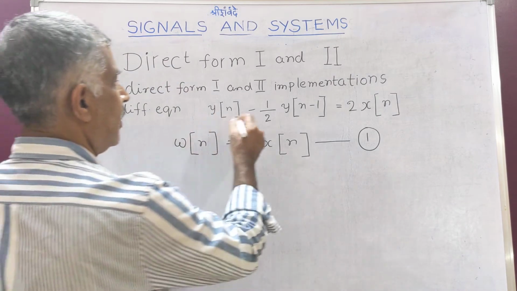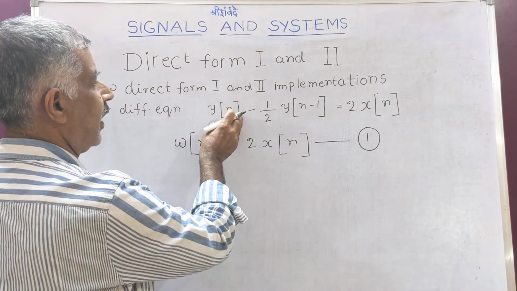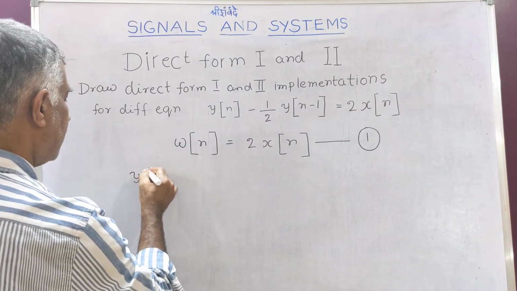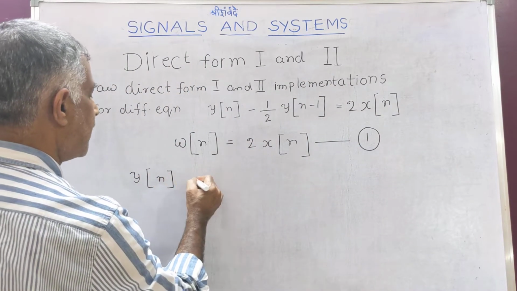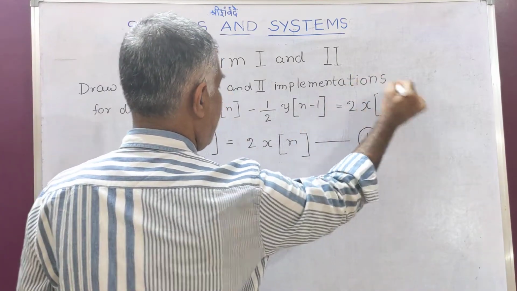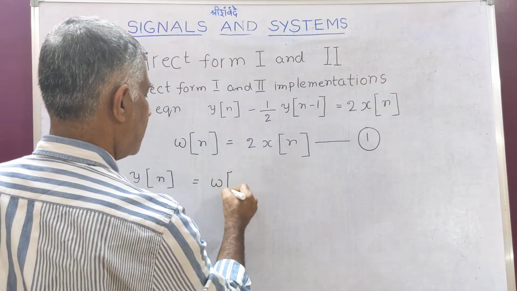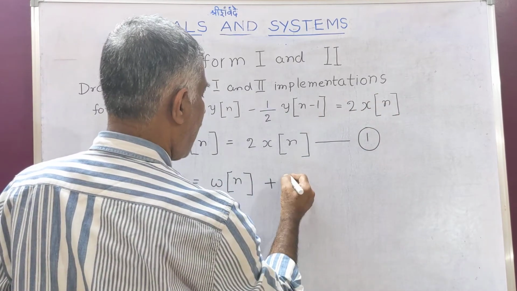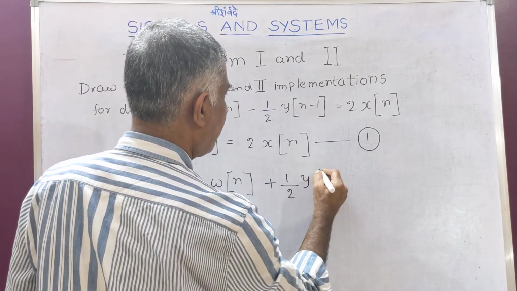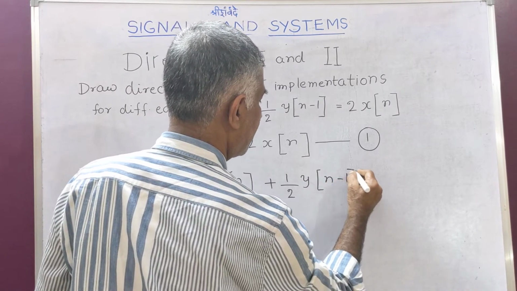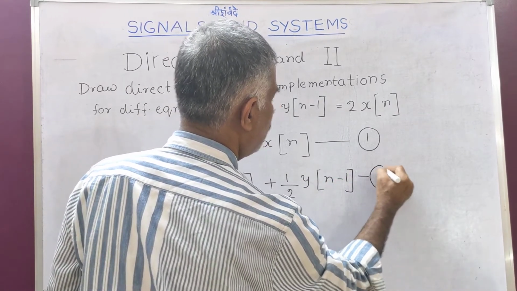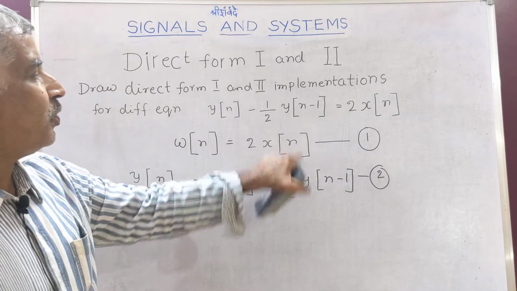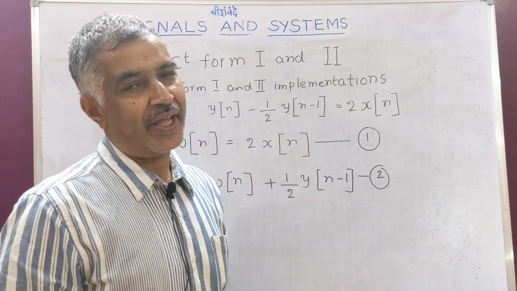Next, retain y of n and shift the other terms to the right hand side. We get y of n is equal to w of n, which is already named, plus half of y of n minus 1. This is equation number 2. Based on these two equations, we have to construct the block diagram.